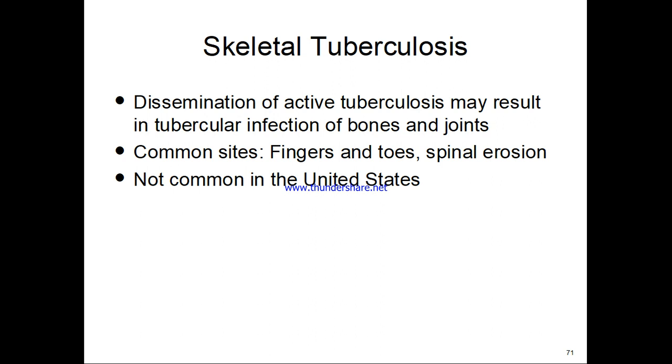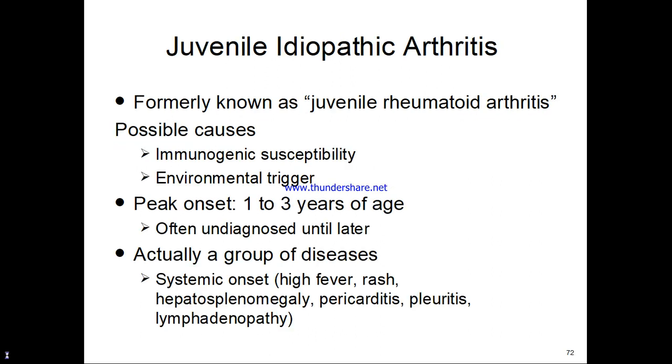Skeletal tuberculosis is dissemination of active tuberculosis into the bones and joints. So you may recall before when we talked about tuberculosis, how tuberculosis most often activates in the lungs and becomes active pulmonary tuberculosis, but how it can really go to any organ in the body. And so skeletal tuberculosis is when it invades the bones and joints. The most common sites are the fingers, the toes, and the spine. And just know that this is not common in the United States.